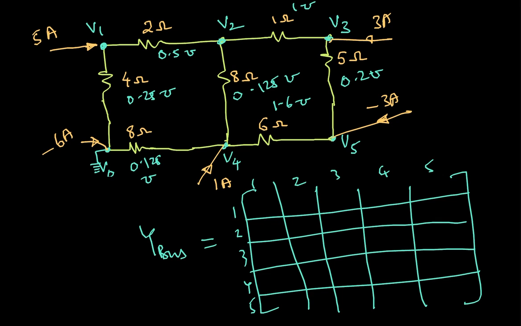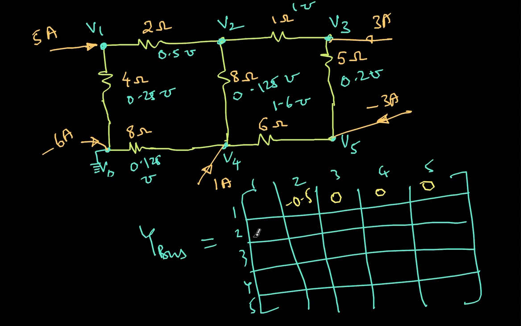Now the values. Between 1 and 2, 0.5. I have to use a minus sign for that, so minus 0.5. Earlier the j used to be there, so this used to become positive, but now it is negative. Between 1 and 0, we'll do that later. 1 and 3, nothing. So 1 is not connected to anything else.